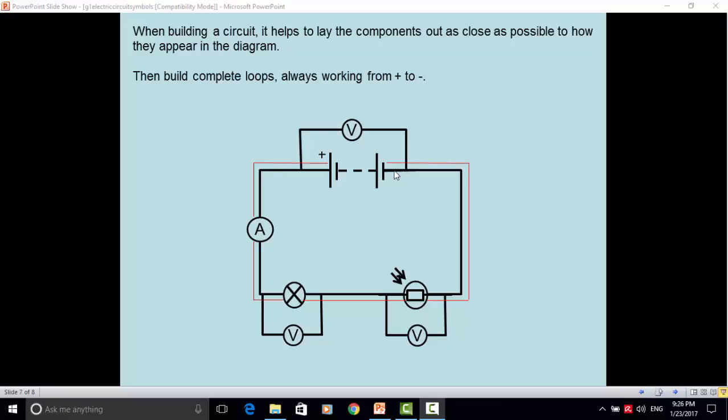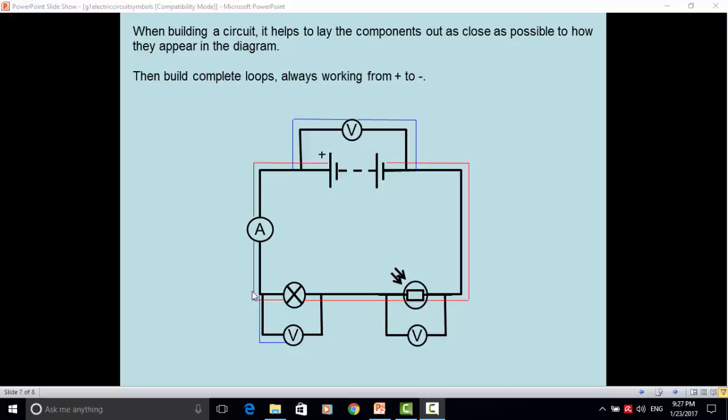That's one loop completed. I could then go from this side of the circuit, either connecting to the positive side of the battery or to this side of the ammeter, and going to this side of the voltmeter. From the other side of the voltmeter, I can come back to either the negative terminal of the battery, or I could connect to this side of the light dependent resistor.